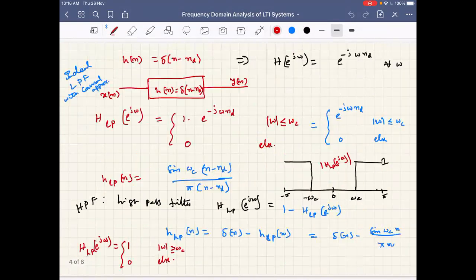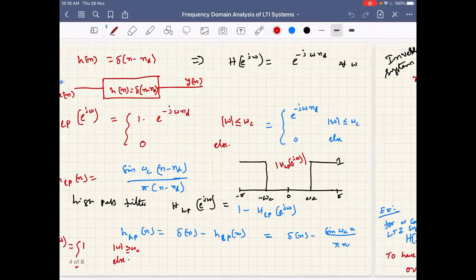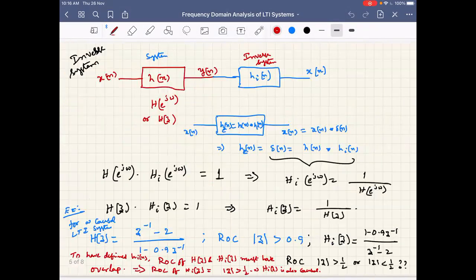And there is another filter called band pass filter, which will pass only a band of frequencies between, say, 0 to pi, or minus pi to pi. We have also discussed the inverse systems for a given system. We have seen with a couple of examples how to find the inverse system given the transfer function or the system function. We can find the inverse system by 1 by the transfer function, 1 by H of z.